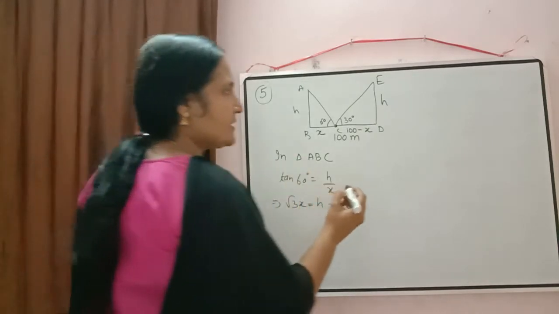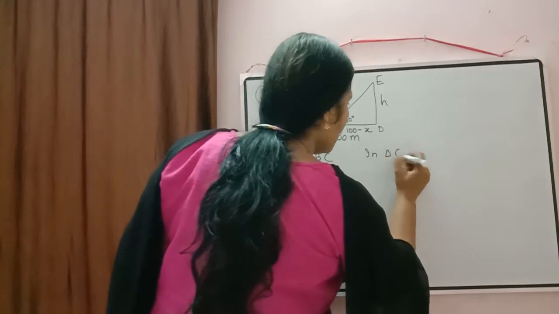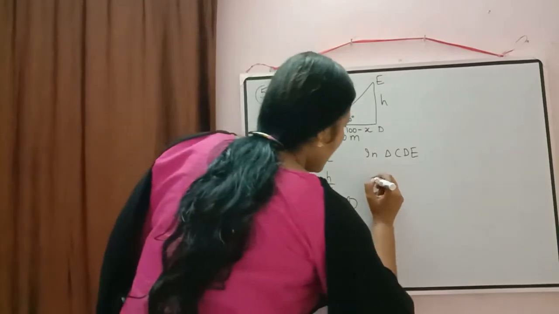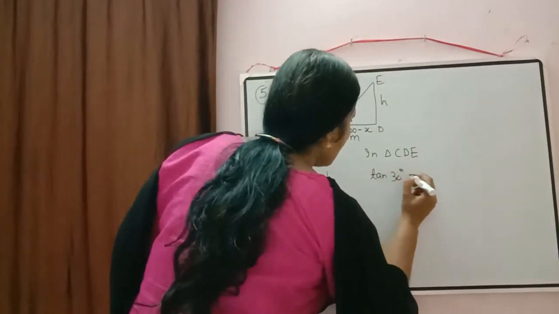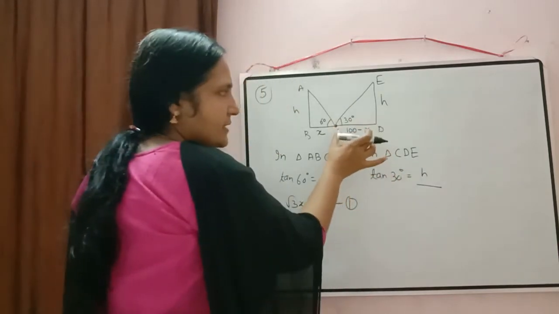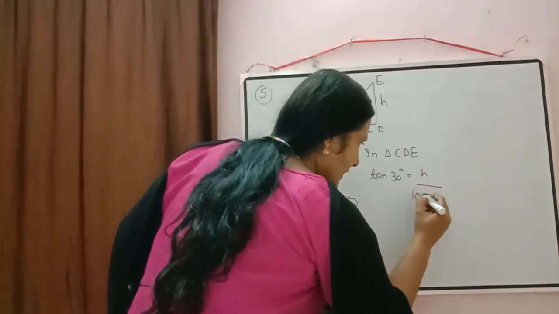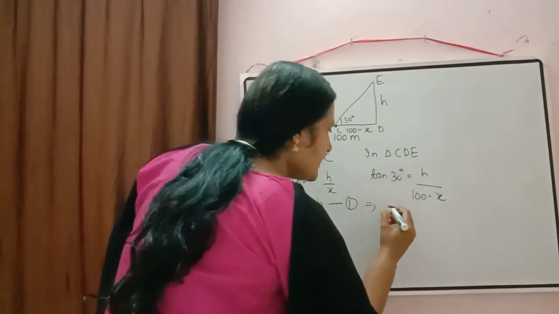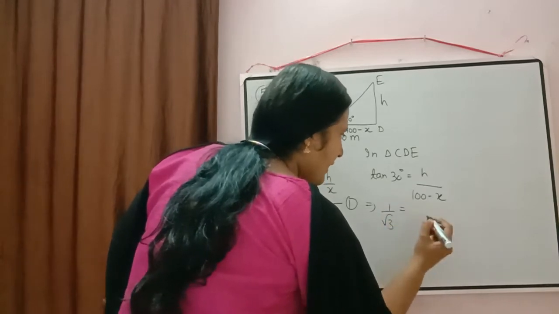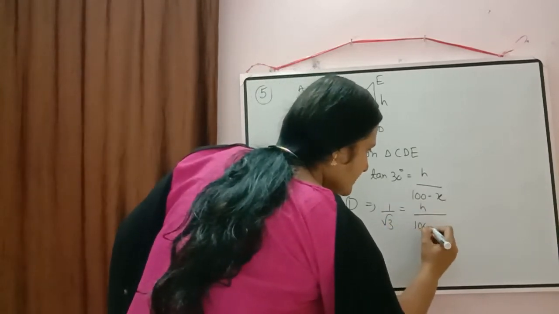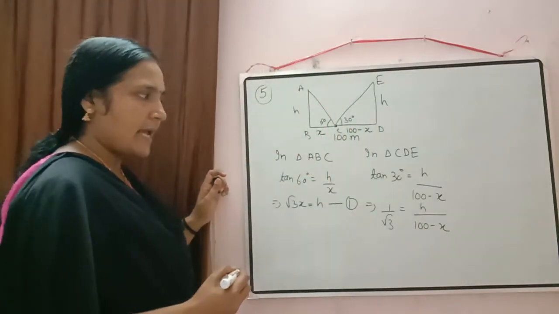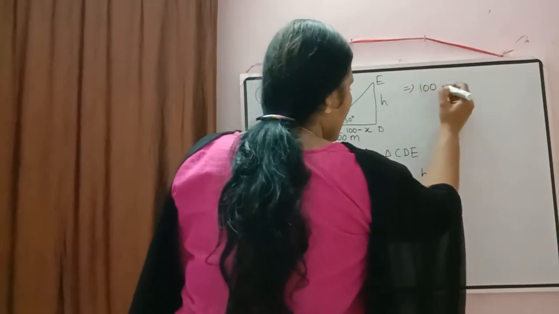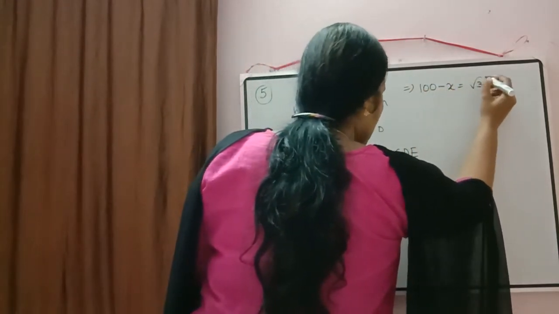Now we'll take the next triangle, that is triangle CDE. In triangle CDE, what will come? We have tan 30 degree is equal to h by this distance, which is 100 minus x. So we are getting h by 100 minus x. And what is the value of tan 30 degree? Tan 30 degree is 1 by root 3. So 1 by root 3 is equal to h by 100 minus x. Now we will do the cross multiplication. Then we will get 100 minus x is equal to root 3h.